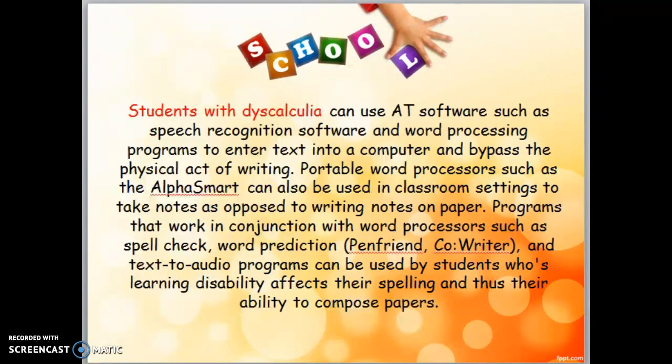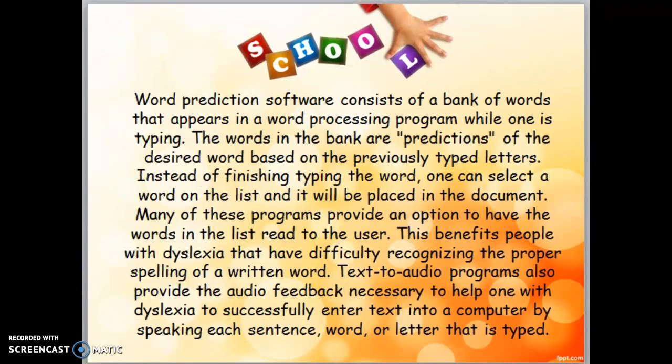Students with dyscalculia can use AT software such as speech recognition software and word processing programs to enter text into a computer and bypass the physical act of writing. These are AlphaSmart and also PenFriend and CoWriter. Text-to-audio programs can be used by students whose learning disability affects their spelling and thus their ability to compose papers. Word prediction software consists of a bank of words that appears in the word processing program while one is typing. The words in the bank are predictions of the desired words based on the previously typed letters.